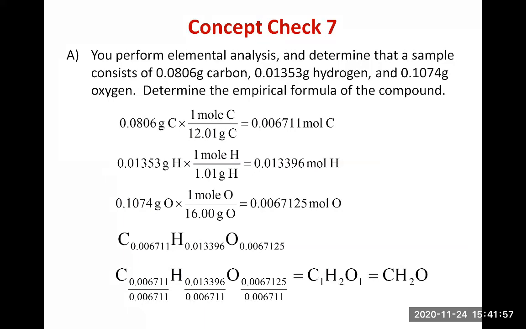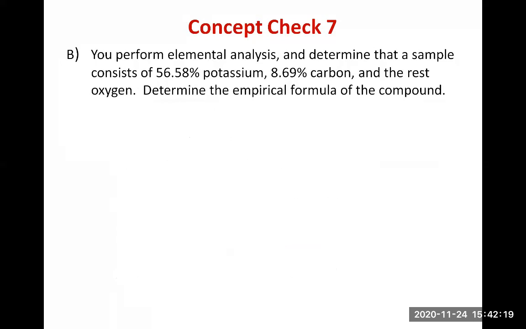So it's C1H2O1, but the ones are implied when you write a formula, so it's coming down to CH2O. 1 carbon for 1 oxygen for 2 hydrogens. That's the ratio of each type of atom in this empirical formula. Let's do example B now.